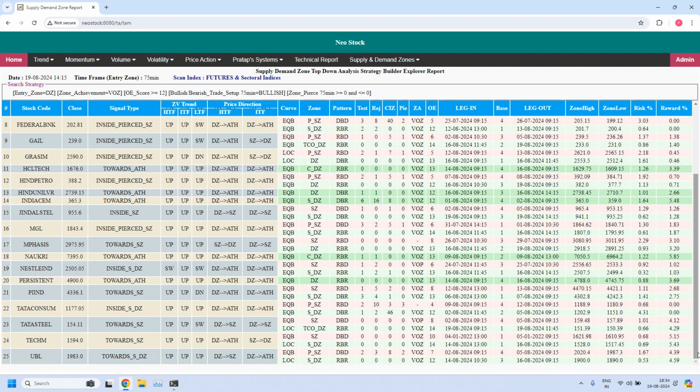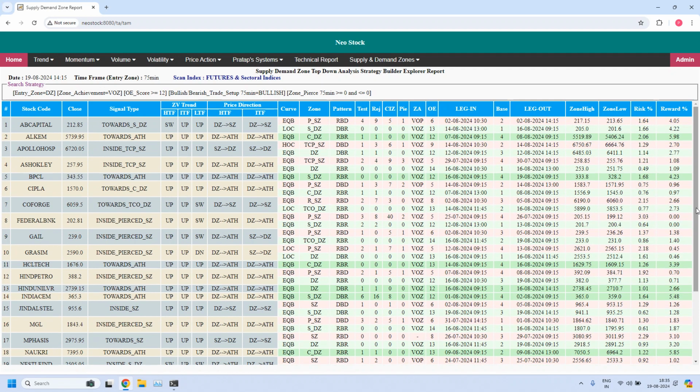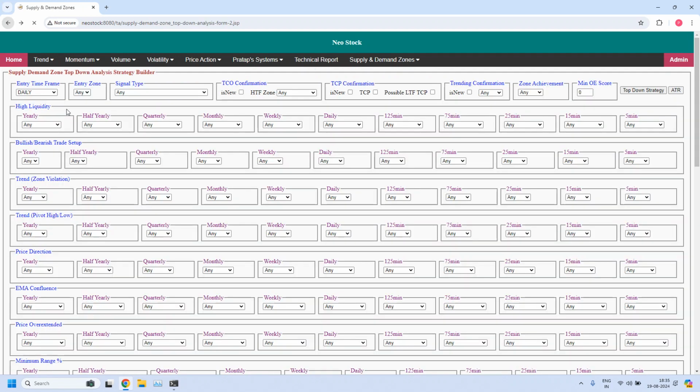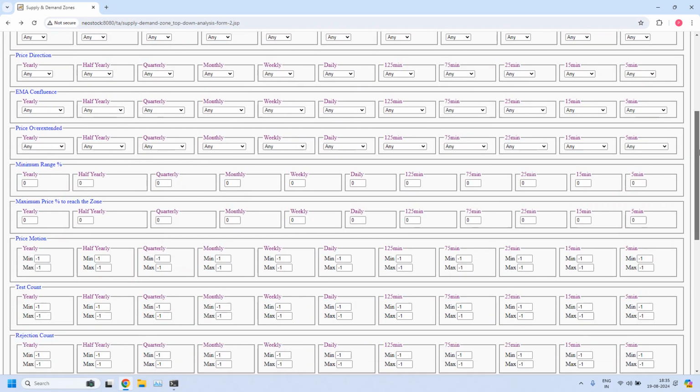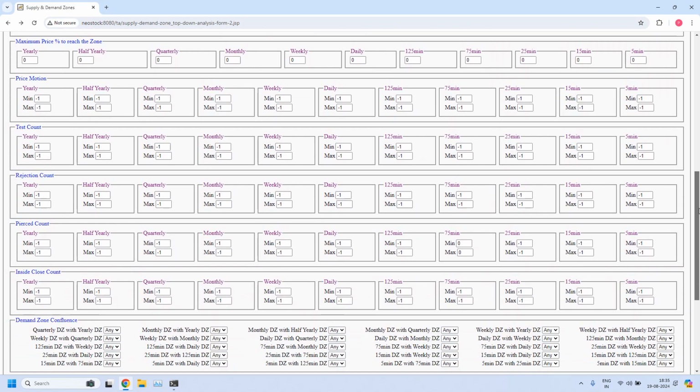Now let's verify how many of these stocks are having an ITF confluence. LTF demand zone and ITF demand zone confluence. That is 75 minutes demand zone and daily demand zone confluence. We have to verify. Looking for the zone confluence, demand zone confluence. So we have 75 minutes demand zone with daily demand zone. This is enabled. This is ITF confluence.